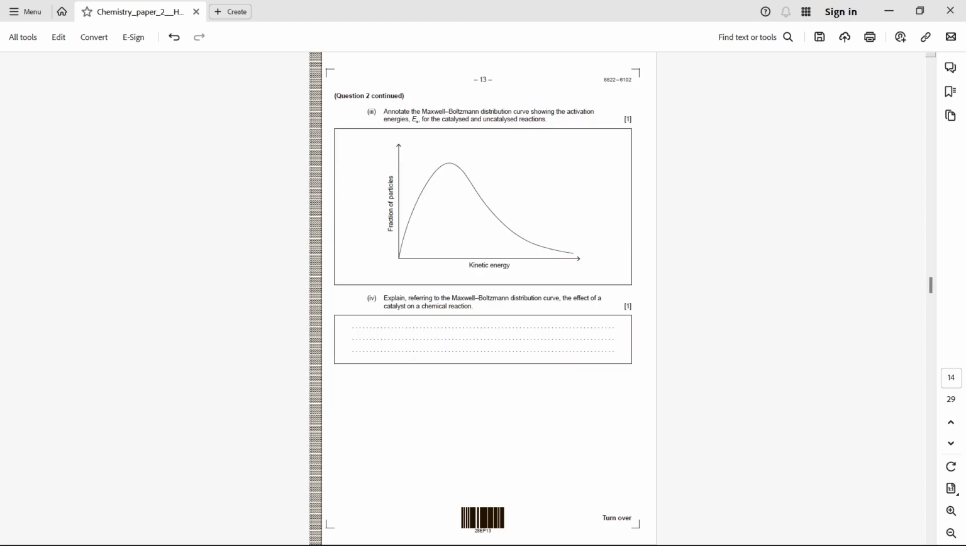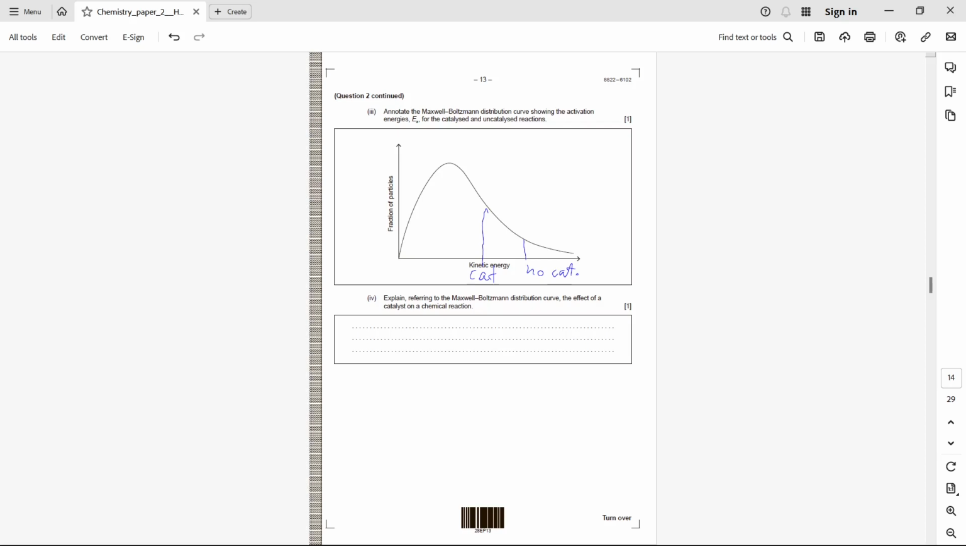For this question, we need to use this graph. What we know is that the catalyst lowers the activation energy. So with no catalyst, it's going to be around here, doesn't matter. And with a catalyst, it's going to be lower, so around here, for example. And for the last question, we need to explain the effect of a catalyst using this graph.